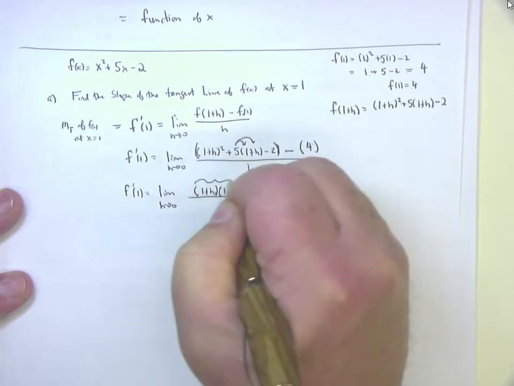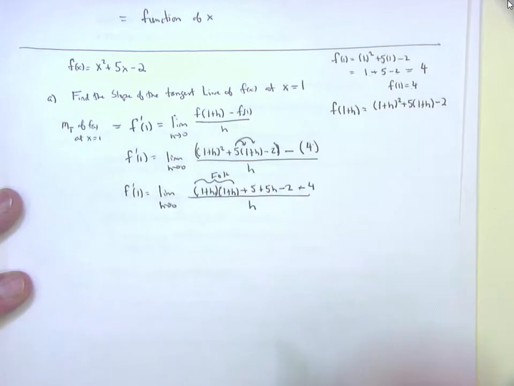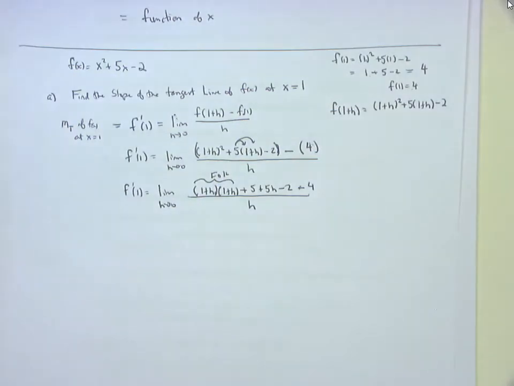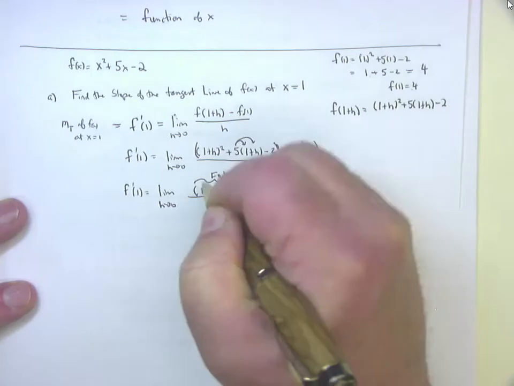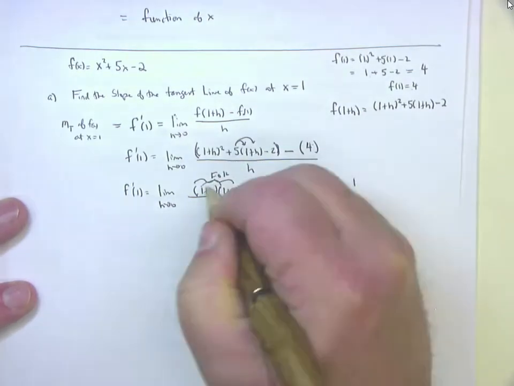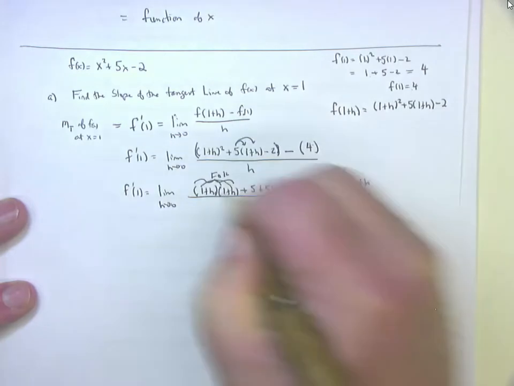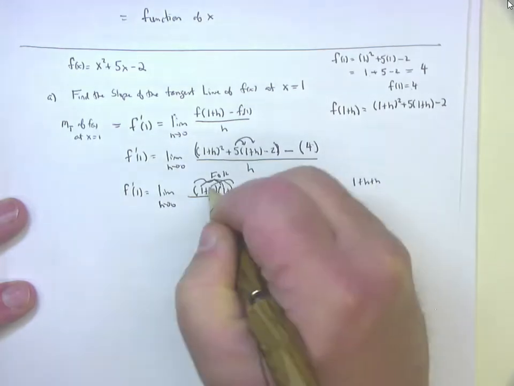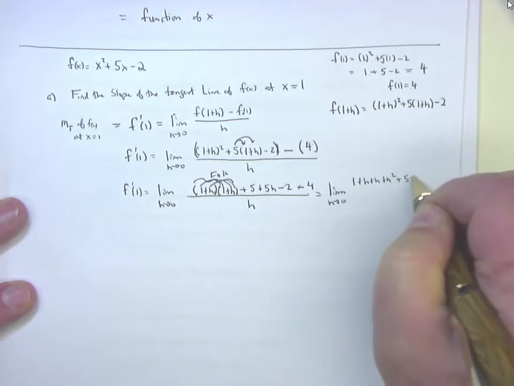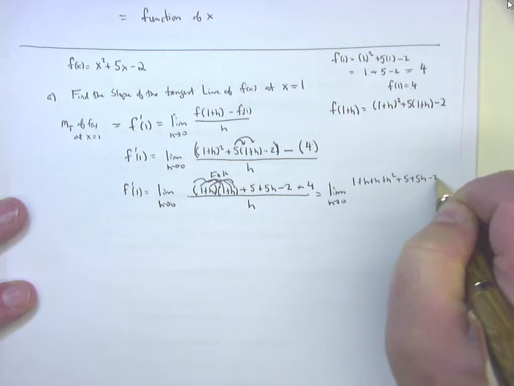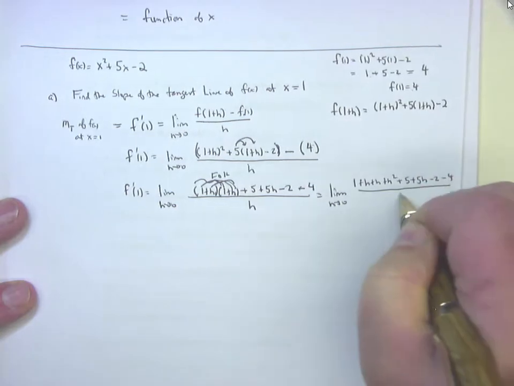Now I've got to clean it up some more, but to clean up (1 plus h) times (1 plus h), I'm going to have to do the famous FOIL method. (1 plus h) squared is not just 1 squared plus h squared. It doesn't work like that. You've got to pull it out. So here we go. This will be equal to the limit as h approaches 0 of 1 times 1 is 1. 1 times h is h, times 1 is h, and h times h is h squared, plus 5 plus 5h minus 2 minus 4 all over h.